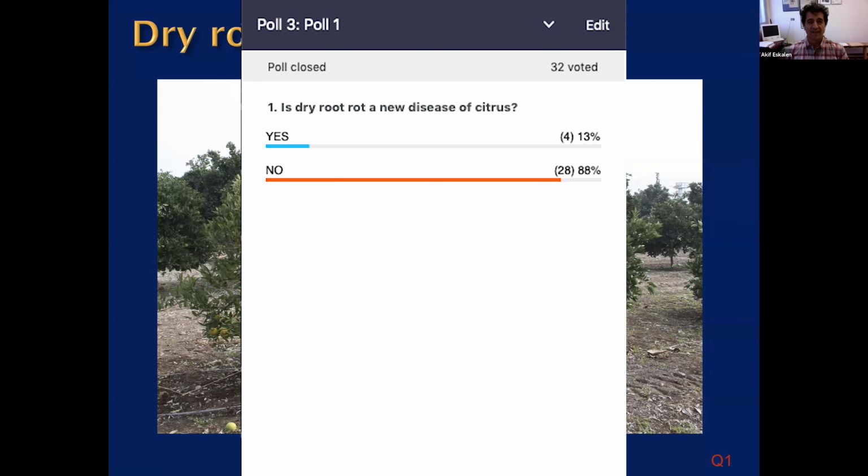There you go. So the first one: is dry root rot a new disease of citrus? Yes or no? Very good. Yeah, it is not a new disease of citrus. It has been known for a long time. It is caused by a complex of the pathogen plus environmental conditions that I'm going to talk about during my presentation.